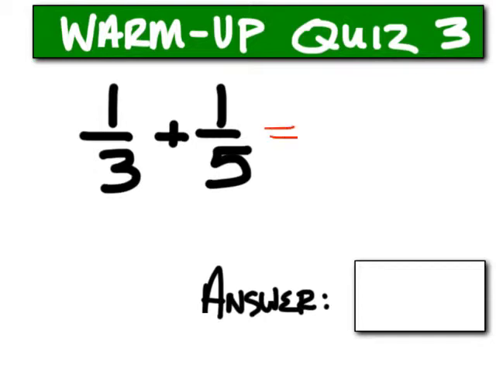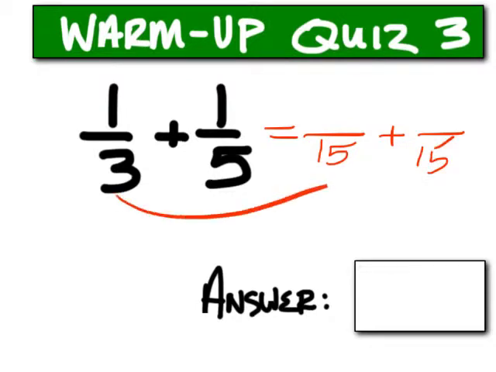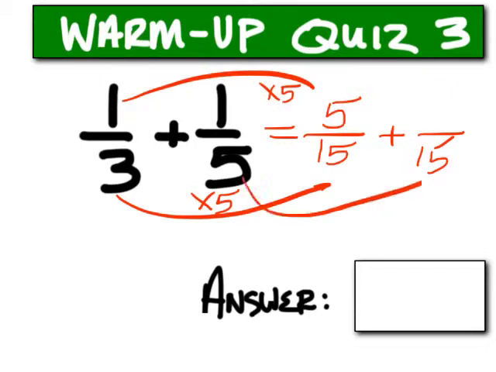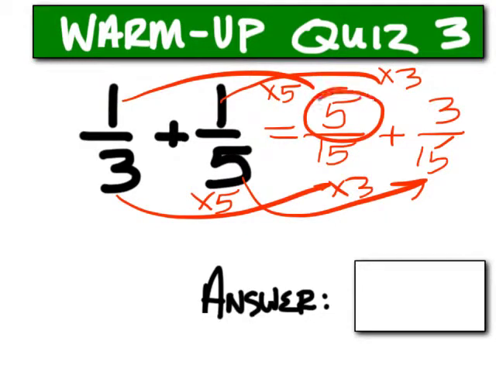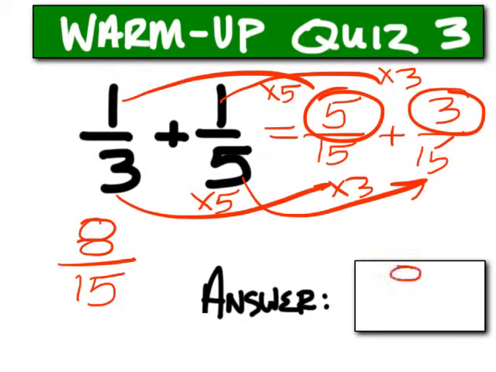The least common multiple is 15. Therefore, 3 times 5 is 15. So 1 times 5 is 5. And 5 times 3 is 15. So 1 times 3 is 3. 5 plus 3 is 8. Final answer is 8 over 15.